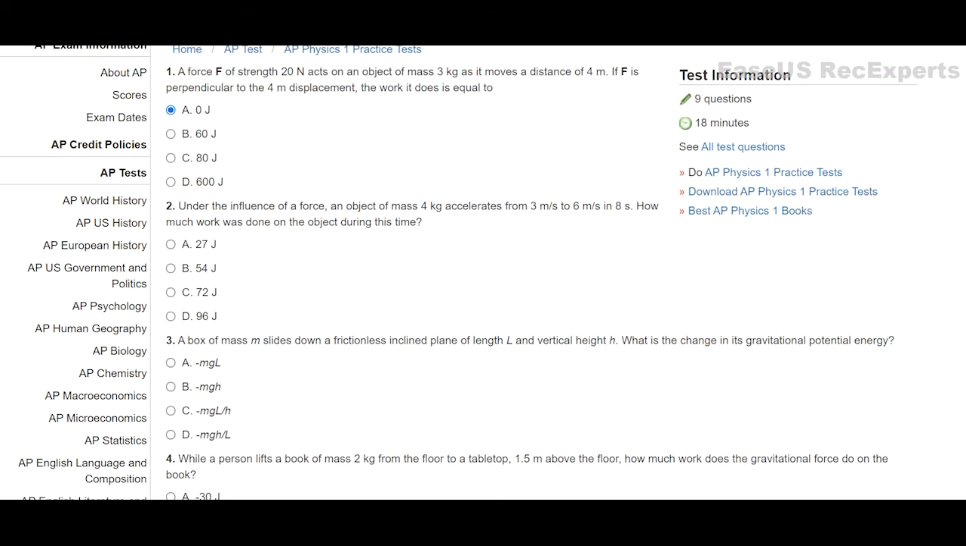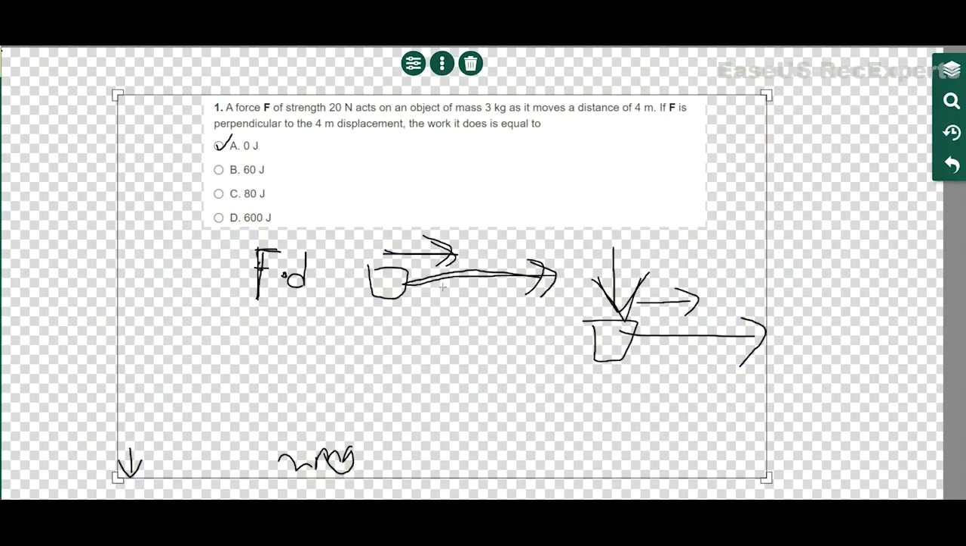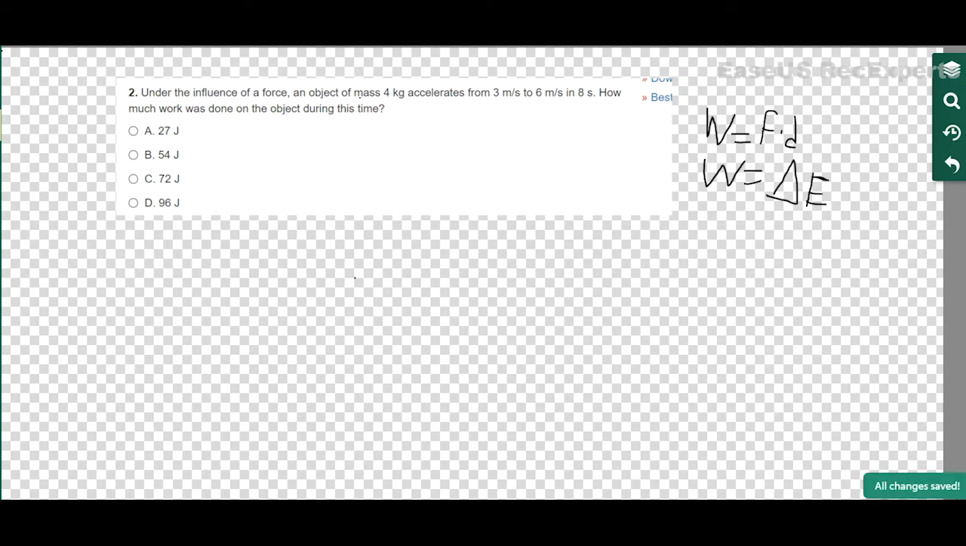Now, under the influence of a force, an object of mass 4 kilograms accelerates from 3 meters per second to 6 meters per second. How much work was done? All right, so as we know, the two ways to calculate work are force times distance, and the other one is change in energy. The only energy in this system that we're given, we're assuming, is based only off of kinetic energy, right? And we're trying to find the change in energy.